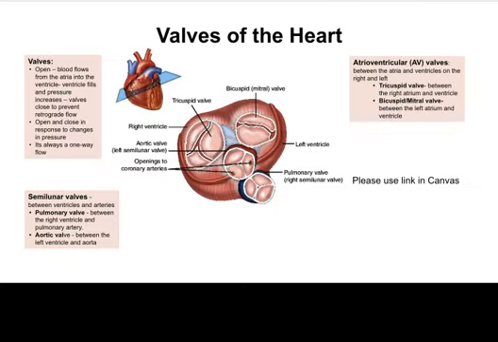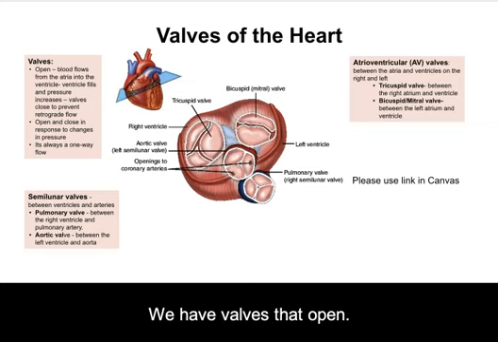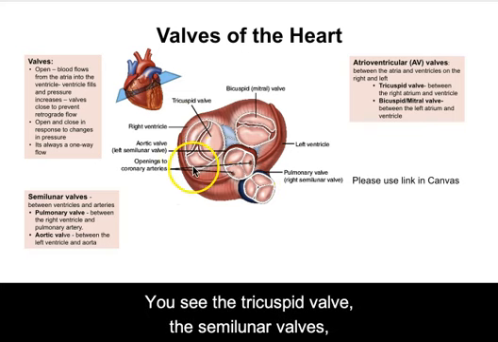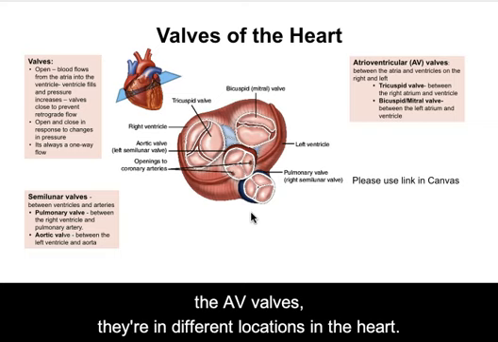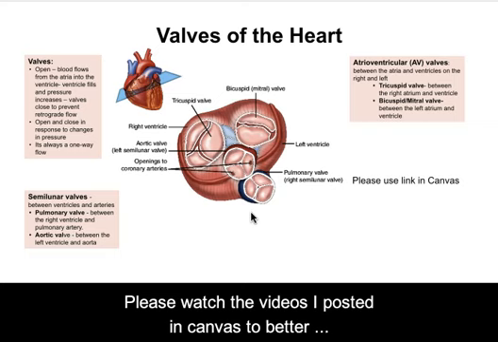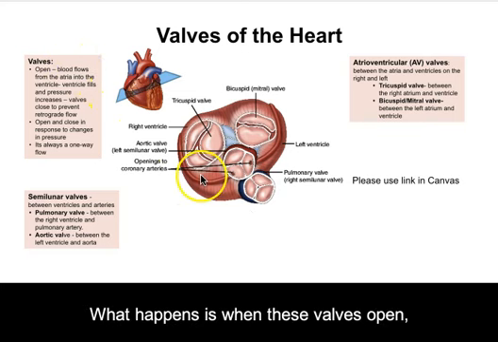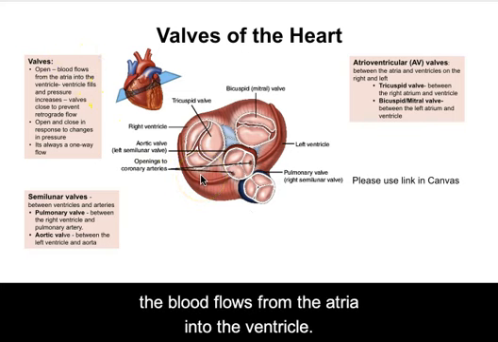flow. Then we have valves in the heart, right? We have valves that open and close. You have these little valves right here. You see the tricuspid valve, the semilunar valves, the AV valves. They're in different locations in the heart. Please watch the videos I posted in Canvas to better understand how the blood flows from here. So what happens is when these valves open, the blood flows from the atria into the ventricle.